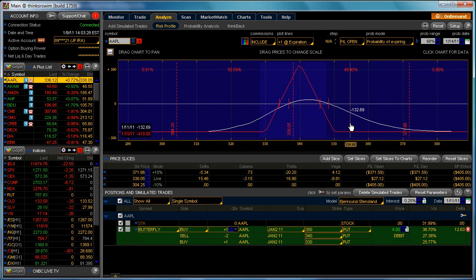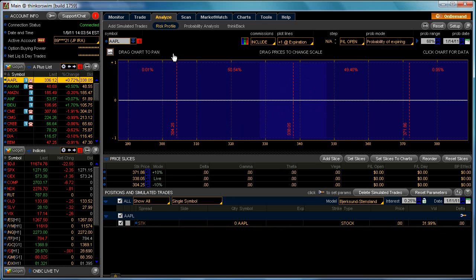But what happens if, because of earnings or whatever, everybody's piling into Apple because they want to take advantage of the pop a week from Monday, and it goes up to 350? Well, you guessed the direction right, but it moved too much, and now you're going to lose money, and maybe you don't want to do that. So that's where the unbalanced butterfly comes in.